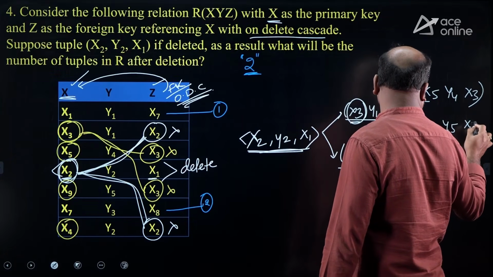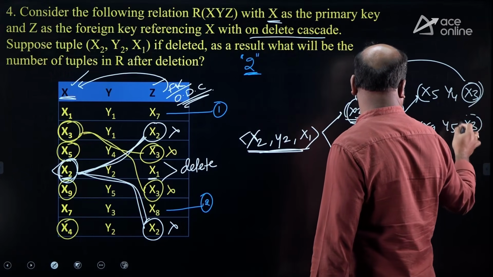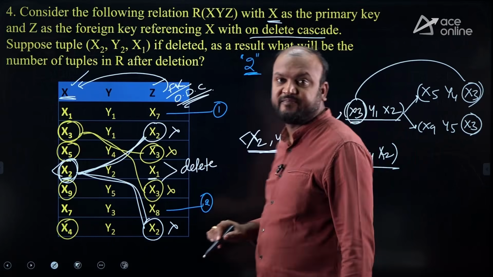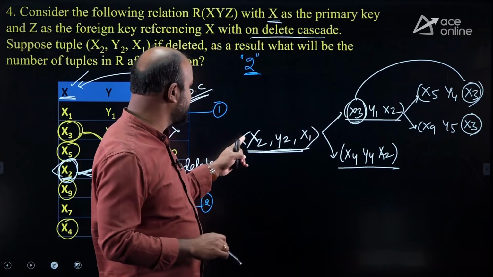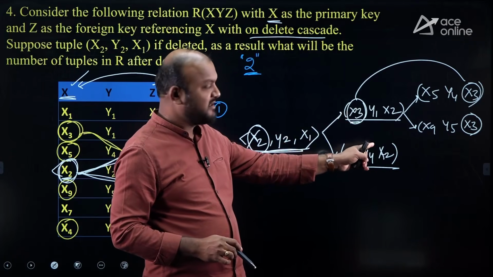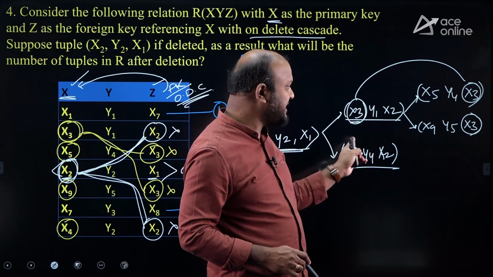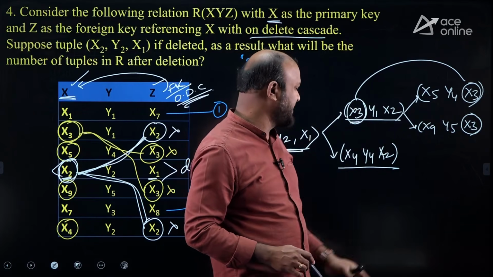x9, y5, x3. Because x3 is there in the child, whenever you delete from the parent, it is going to be child. Now it means it is a parent. For this, these are the children. When these are deleted, now for this, these are the parents for these two children. That is also to be deleted.